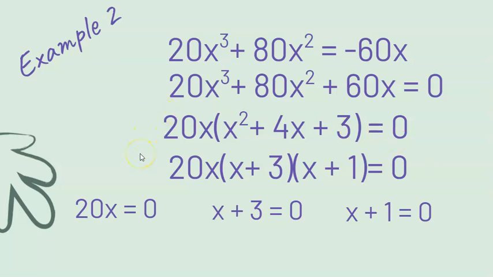The first one I have to divide by 20, and 0 divided by any number, including 20, is 0. So 0 on top is okay, it is 0. In the second equation, I'm going to subtract 3, so I get x equals negative 3. And in the third equation, I'm going to subtract 1 and get x equals negative 1. So again, I have 3 answers. The degree of my problem was 3. I'm good.